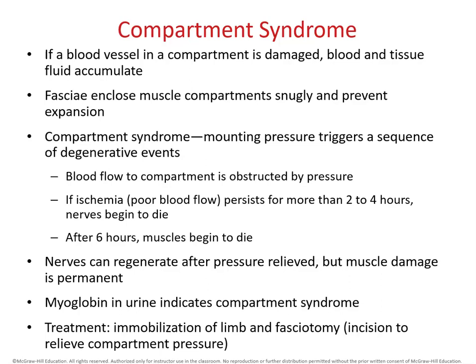Myoglobin is released from the damaged muscles and is removed from the body via the urine. So high levels of myoglobin in the urine is one of the diagnostic factors for compartment syndrome. If we need to treat compartment syndrome, one thing that we can do is called a fasciotomy, which is an incision into the fascia to remove the pressure in that compartment, and immobilizing whatever limb is affected.